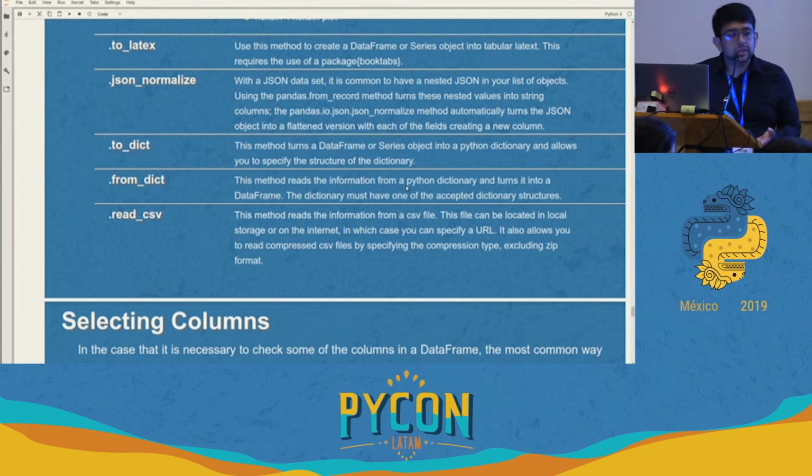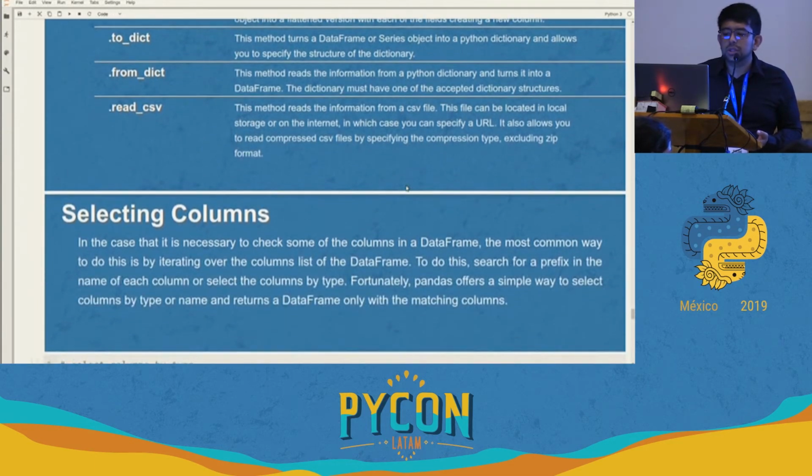To dict and from dict are super important again because they allow you to pass from or to Python native dictionaries, human readable. Please use the index value for the orient parameter, because it allows you to have a quick look at the data and it's easy to understand.